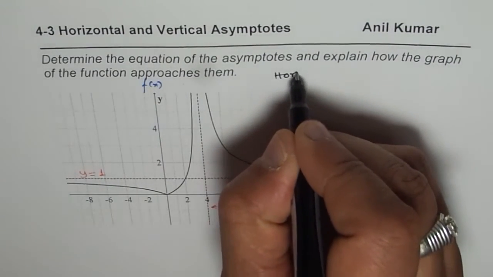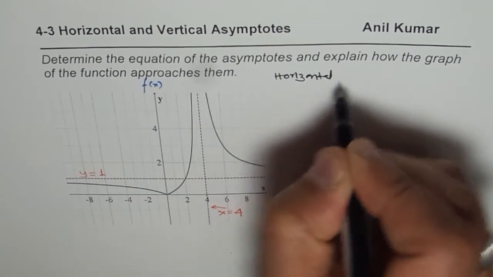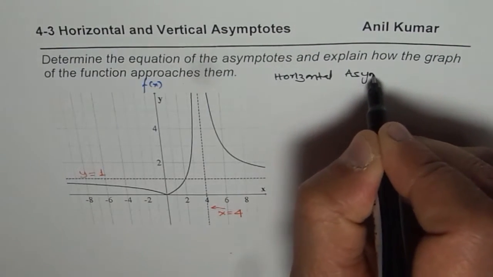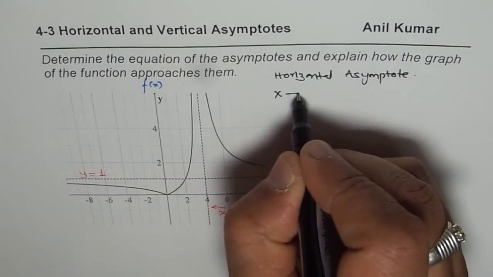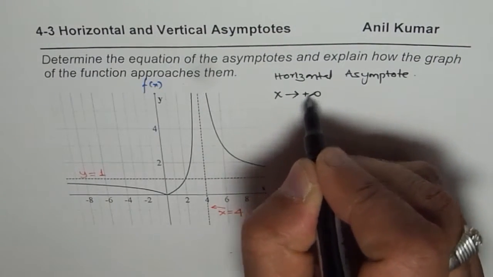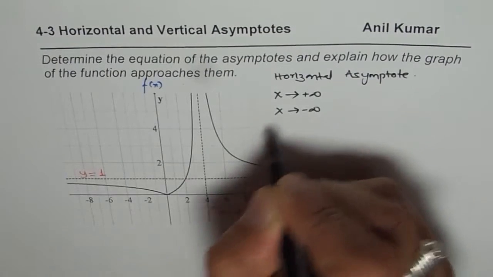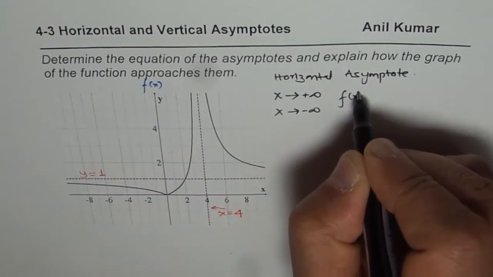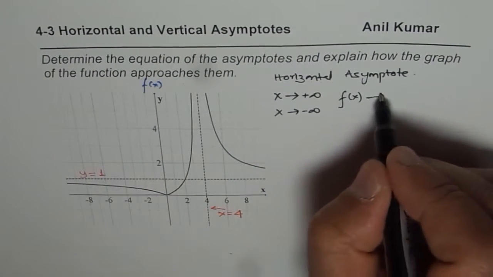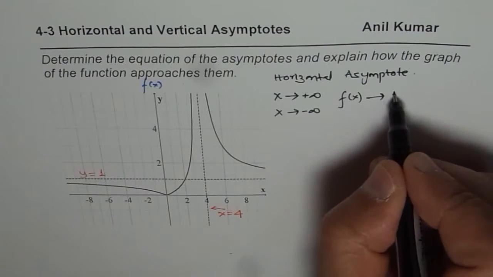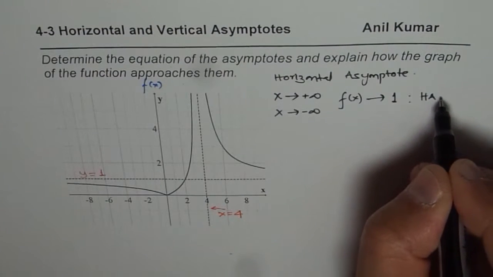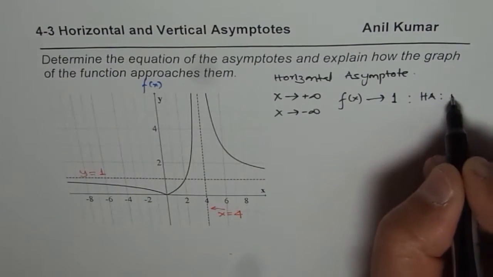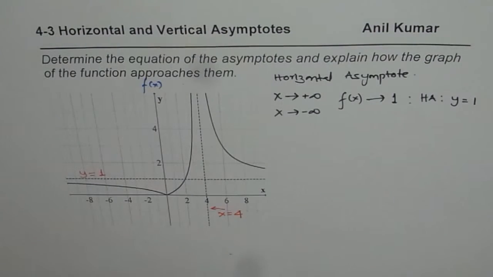So when we talk about horizontal asymptote, we are trying to see what happens to the function as x approaches positive infinity or when x approaches negative infinity. What happens to the function? In this case, the function approaches the value 1, and therefore we say there is a horizontal asymptote, and the equation of the horizontal asymptote is y equals 1, correct? So that is how we'll be treating horizontal asymptotes.